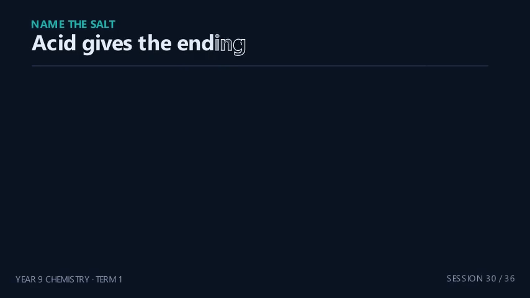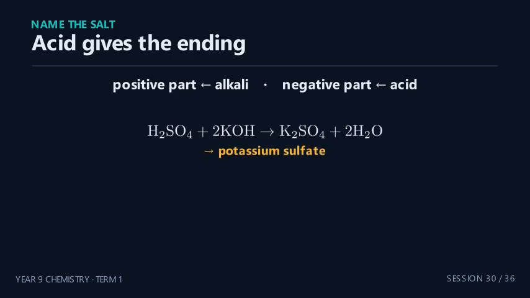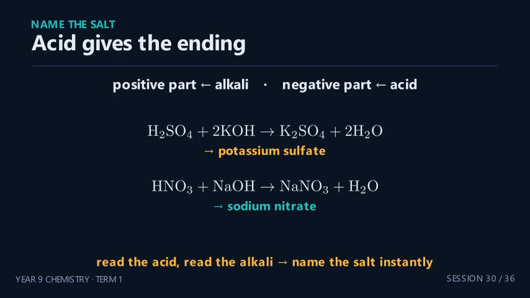Now naming the salt, and here's where that pattern you banked earlier pays off. The positive part of the salt comes from the alkali. The negative part comes from the acid. Hydrochloric acid makes chlorides. Sulfuric acid makes sulfates. Nitric acid makes nitrates. So sulfuric acid plus potassium hydroxide gives potassium sulfate plus water. And nitric acid plus sodium hydroxide gives sodium nitrate plus water. Read the acid, read the alkali, and you can name the salt instantly.